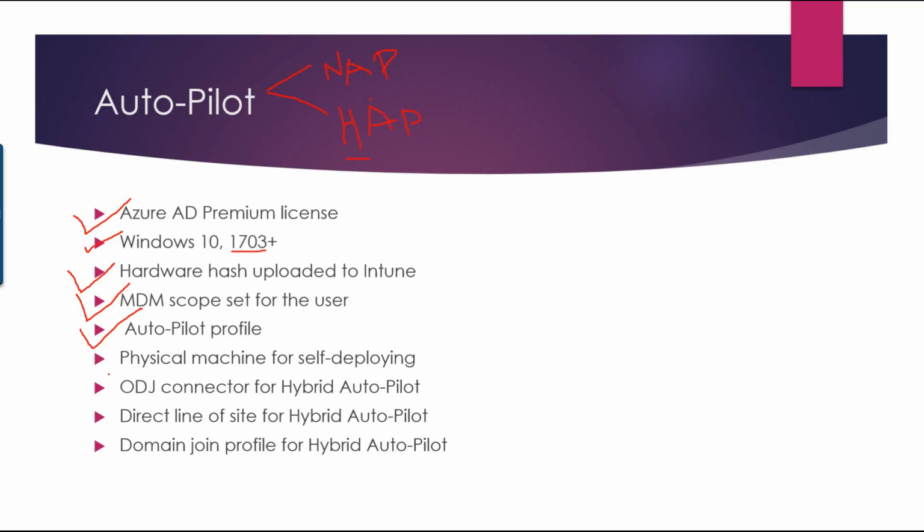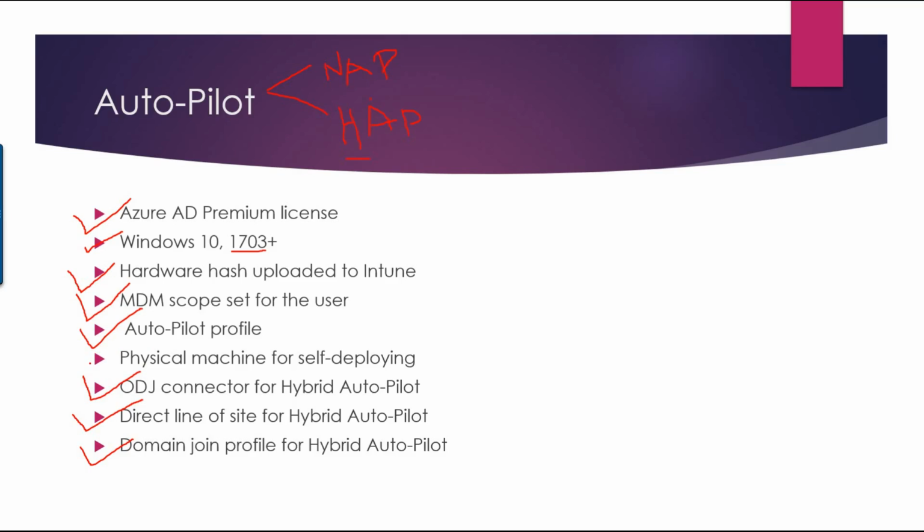We need to set up something called an ODJ connector. The device needs to be in direct line of sight with the domain controller, and we have to create something called a domain join profile, wherein we mention the name of the domain controller and the organizational unit wherein the computer object is going to be created.